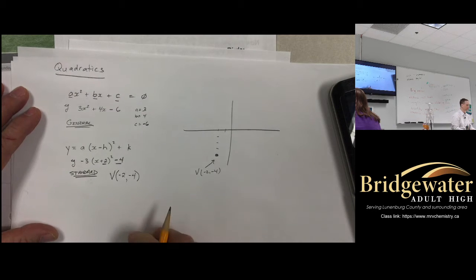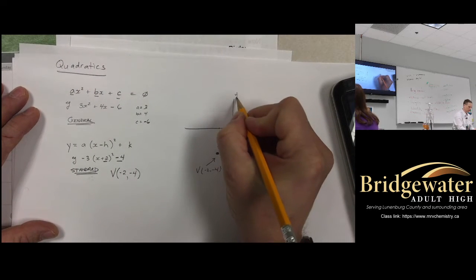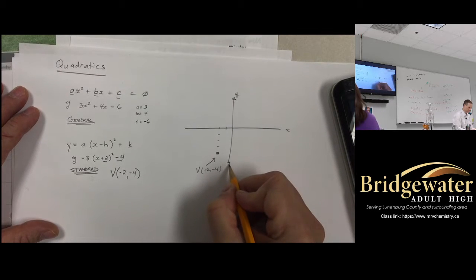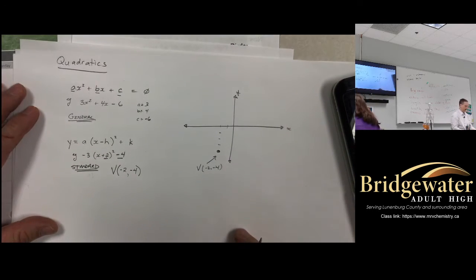It's like Battleship, okay? We always go left, right first. This is always the x, this is always the y. You can put little arrows on the end, too. And that's the most important part on any quadratic.